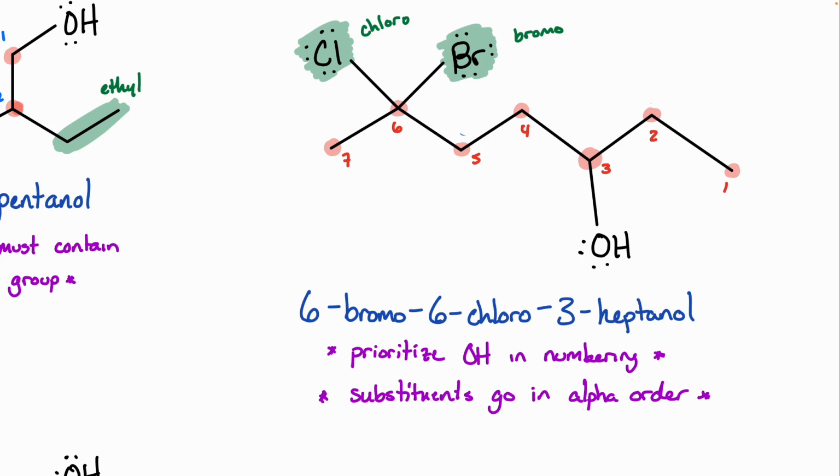You can also just note, I had to put the 6 in there twice, right? In this example, they were located on the same carbon, but that's not always the case. There's also 6-bromo, 7-chloro, right? So you've got to indicate the location of both of those substituents, even if they're on the same carbon.